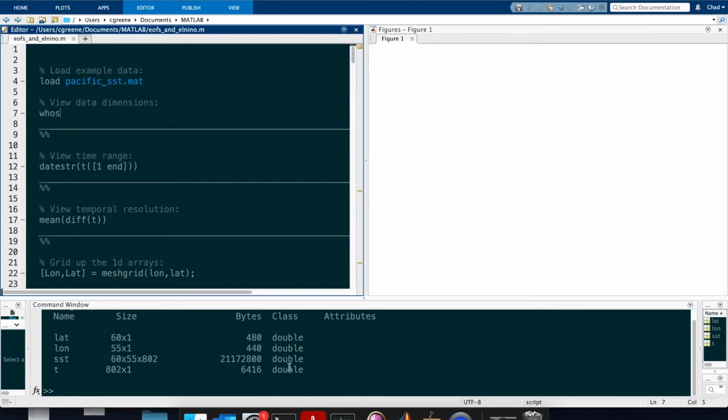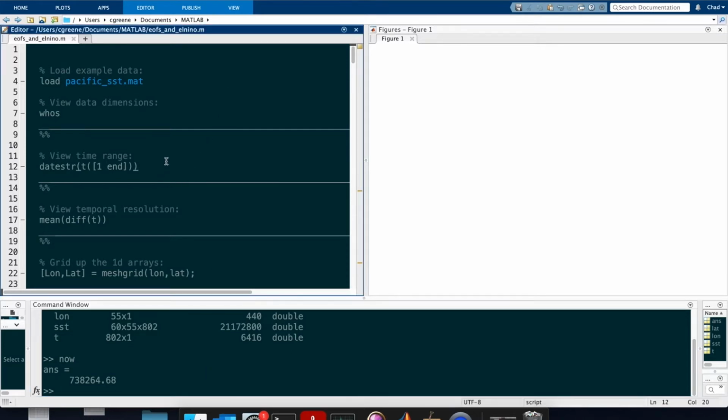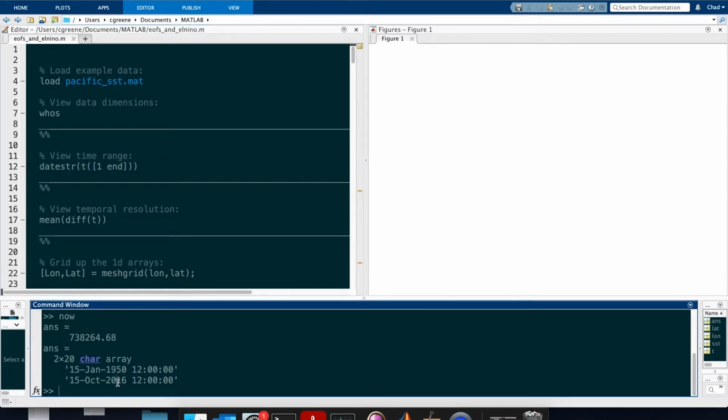Here, time is a double. It's not a date string, and it's also not a datetime vector. It's just a number. So this is a number since the year 0. If we enter now, it gives a datenum, and this says there have been over 738,000 days since day 1 of year 0. So if we look at the date numbers in our date vector, we see that our data corresponds to January 1950 to October 2016.